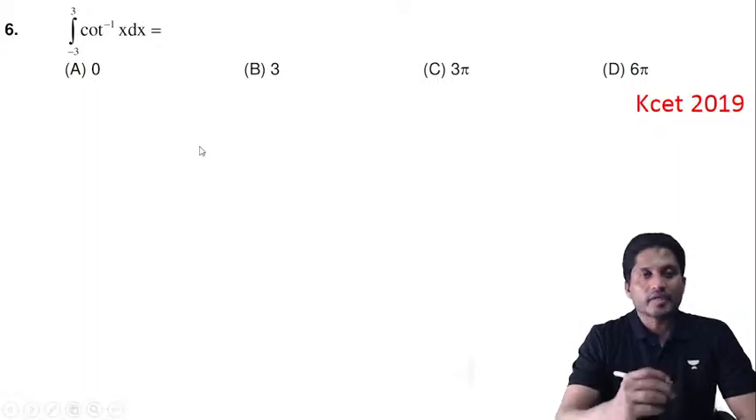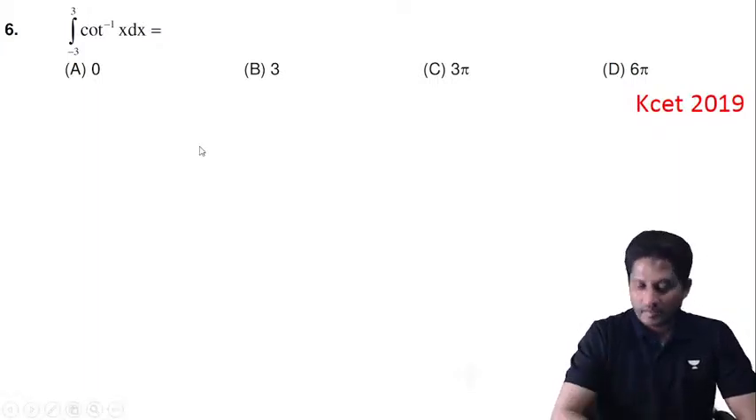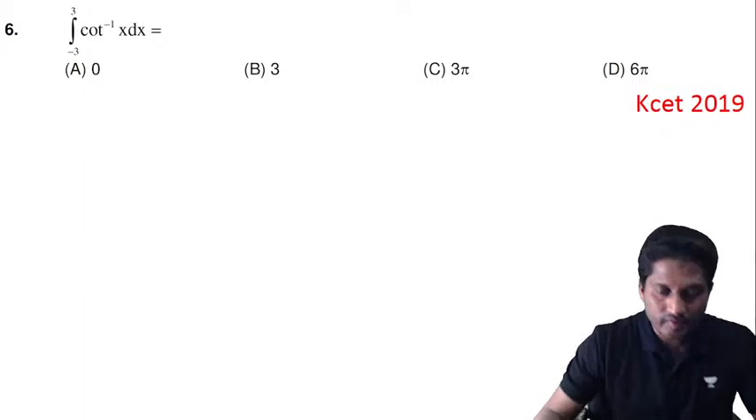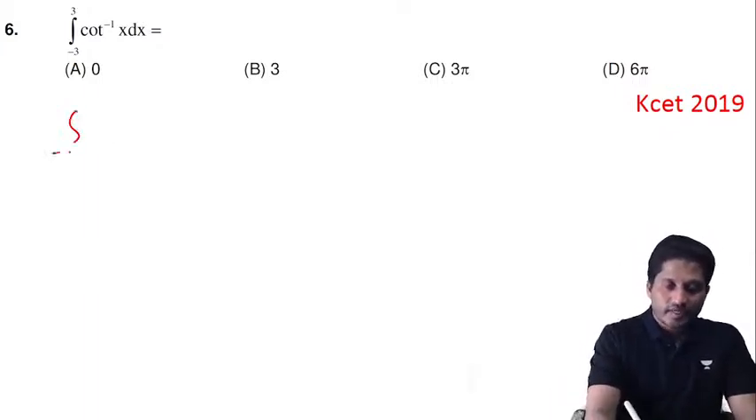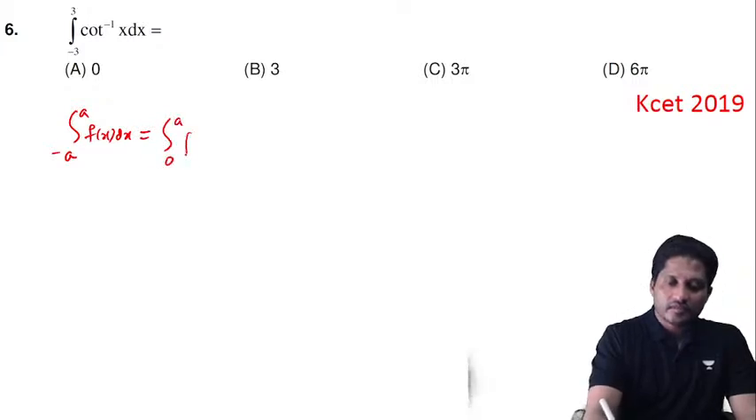So either you can use by parts here, or if it is neither even nor odd, like if you have integration of minus a to plus a and then f of x dx. If it is neither even nor odd, then this is 0 to a, f of x plus f of minus x dx.